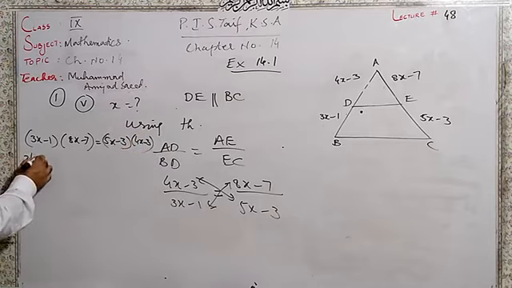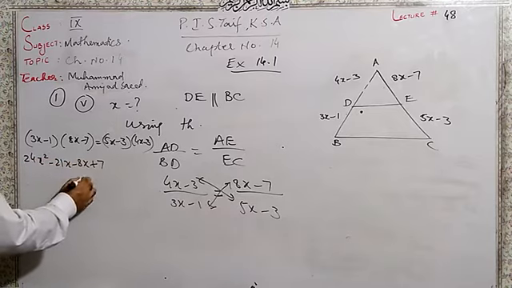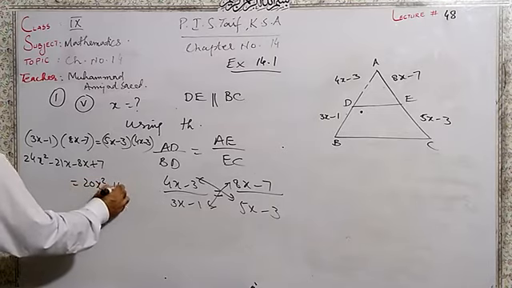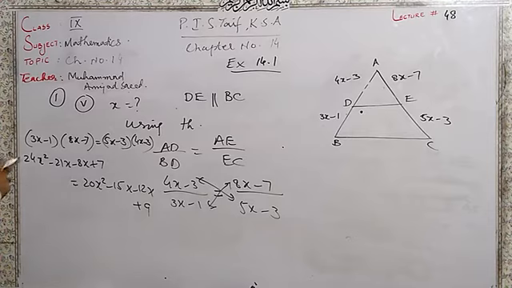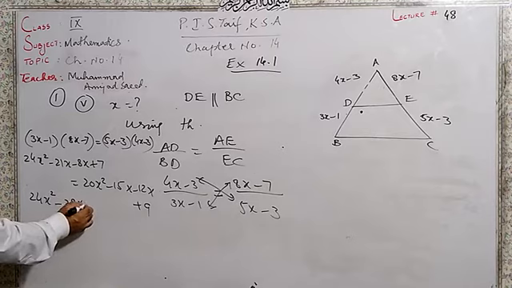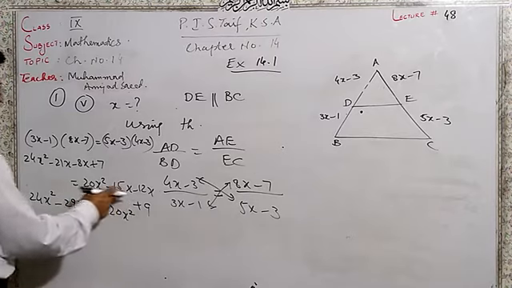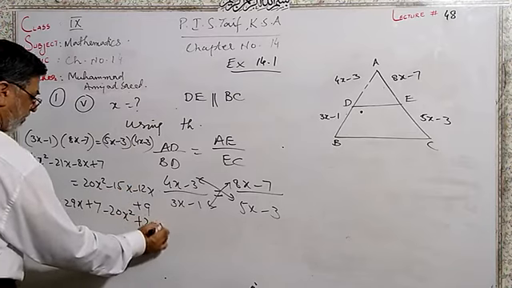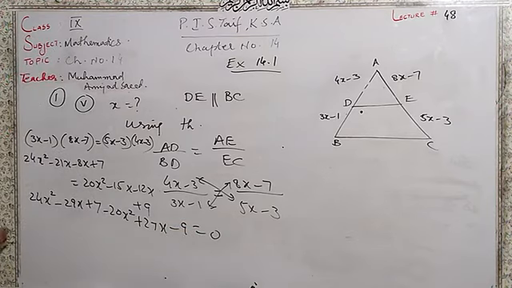This will be 24x square minus 21x minus 8x plus 7 is equal to 20x square minus 15x minus 12x plus 9. So here is 24x square minus 29x plus 7 minus 20x square. Minus 27x, on the other side, will become plus 27x, and minus 9 is equal to 0.